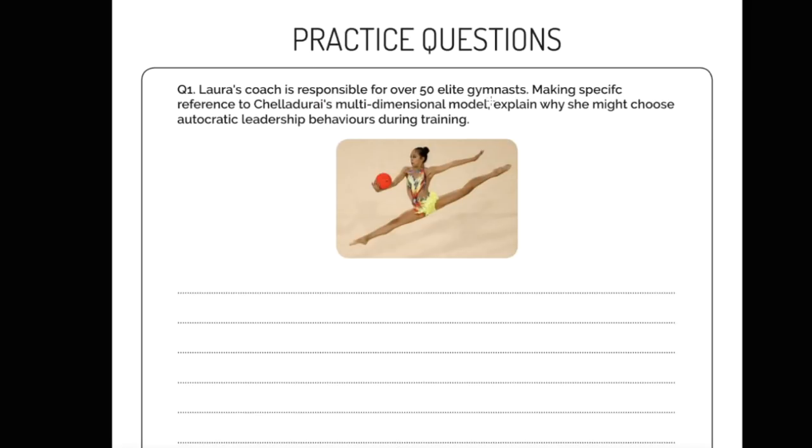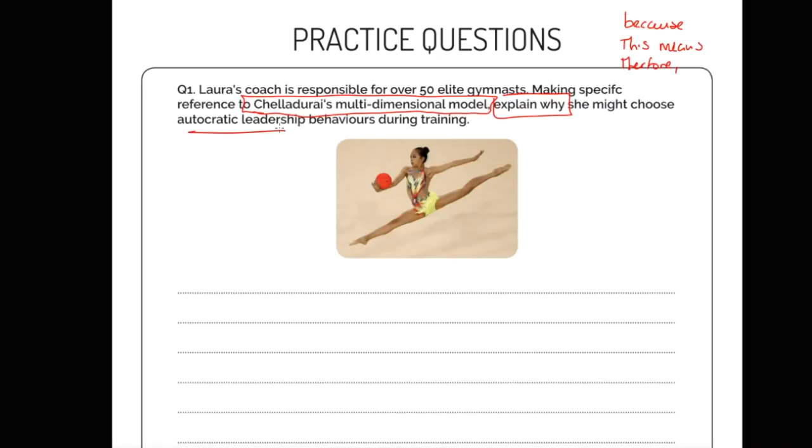Laura's coach is responsible for over 50 elite gymnasts. That's a busy job. Making specific reference to Shaladri's model. So, of course, we're going to bring this back to Shaladri's multidimensional model, aren't we? Because we've been asked to explain why. What did we say before? Because this means, therefore, as a result, by, through. This is explaining language.